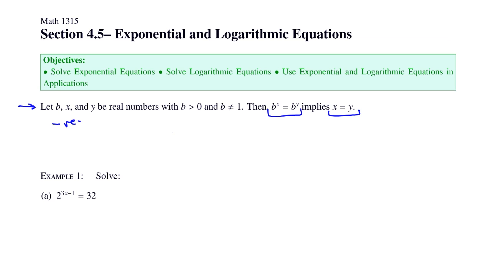This results from the fact that y equals b to the x is an exponential equation, and all exponential equations are 1 to 1. So whatever the exponent is on one side must be the same exponent on the other side.